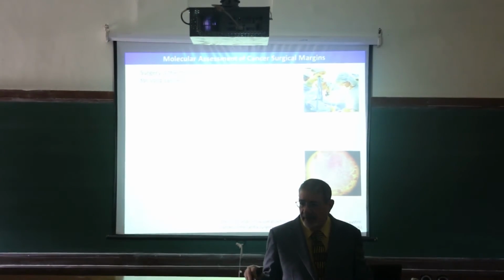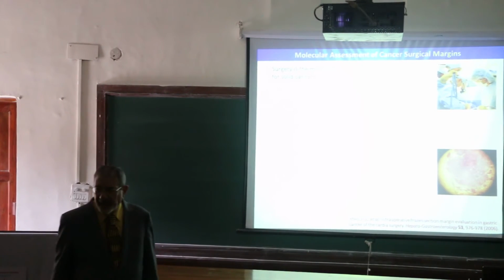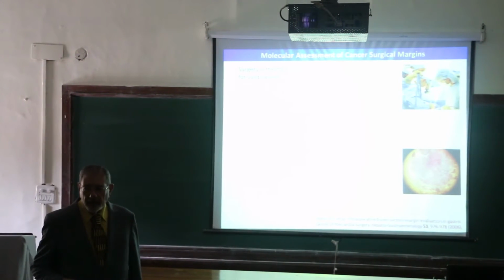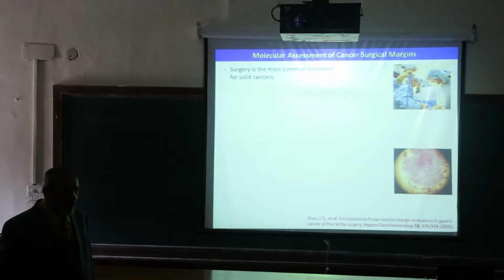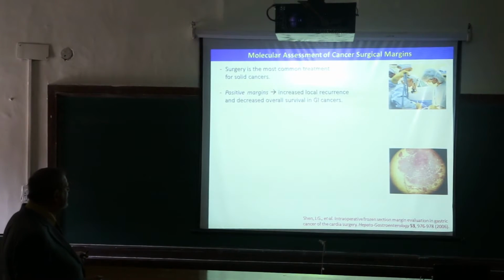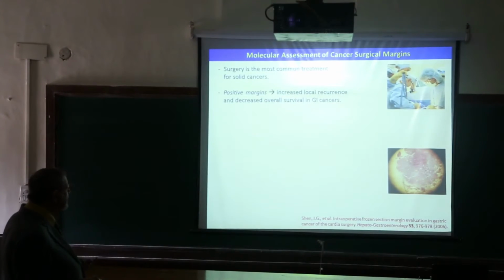That's a serious question. And I better start by telling you that surgery is the most common treatment of solid cancers. If you have a solid cancer, the best thing you can do is cut it out. Generally, you can do well, depending on where the cancer is. If you can get it early enough, you can cut it out. But here's the situation. Positive margins, meaning cancer cells left behind, mean increased local recurrence and decreased overall survival. Complete surgical resection is a good thing, with prolonged disease-free survival.